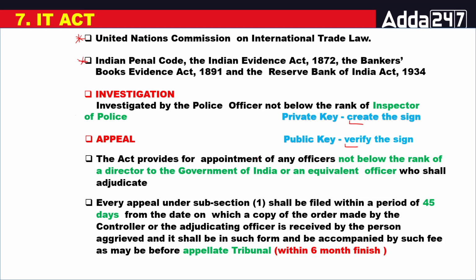The Act provides for the appointment of an officer not below the rank of director to the government of India who shall adjudicate the matter. So we can say adjudicate the matter. Okay. Then this is the first appeal. Suppose we are not satisfied with the decision of the adjudicating officer, we can appeal to the appellate tribunal, and the appellate tribunal has to finish the matter within 6 months, and we can file the appeal to the appellate tribunal within 45 days. The appellate tribunal is the Telecom Disputes Settlement and Appellate Tribunal, telecom regulatory, that's the name of the appellate tribunal. Okay, that is very important.